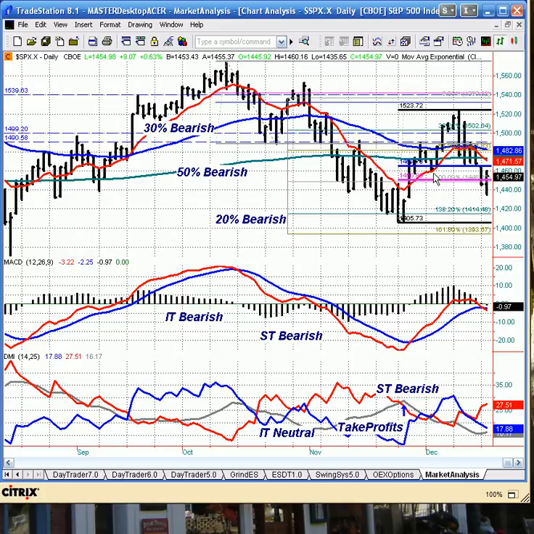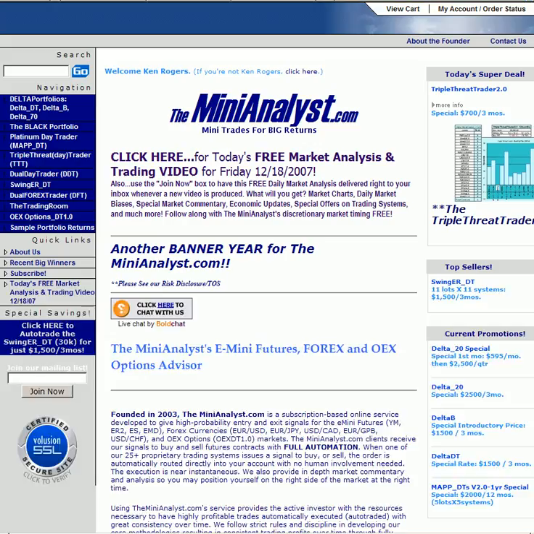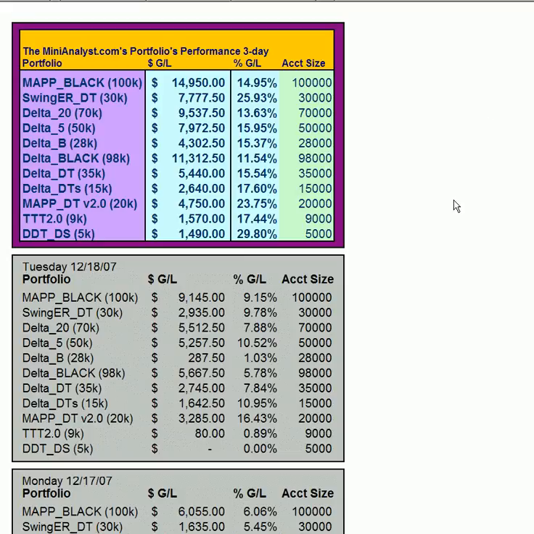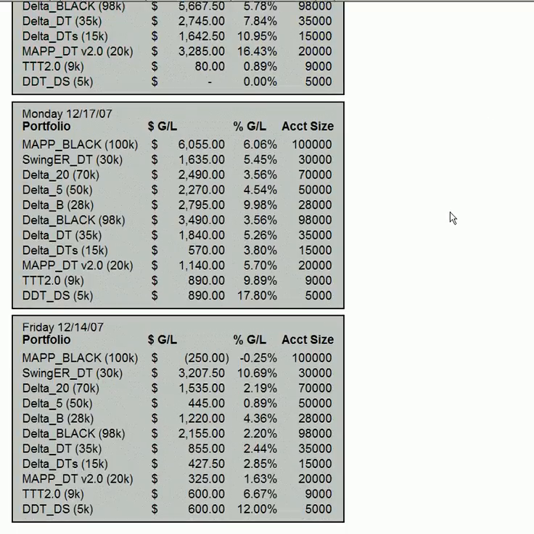We'll go ahead and switch over to that right here, and if I could pull that up right there, we'll just go ahead and take a look at that. Oh, actually, here we go. So this was Friday's performances for our portfolios. Our venerable black portfolio actually finished down $250. So that was a bit of a surprise.